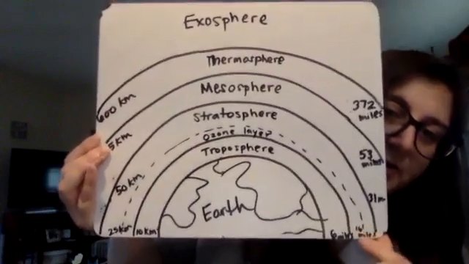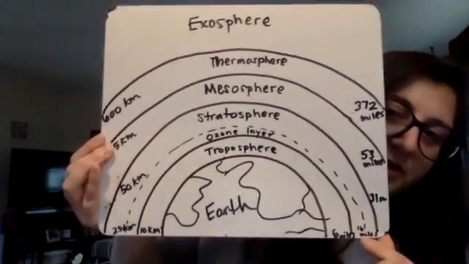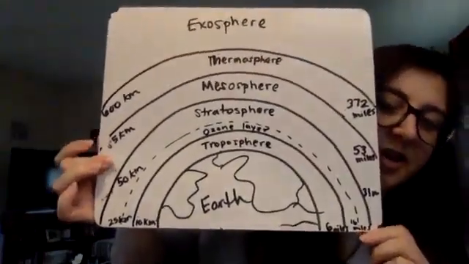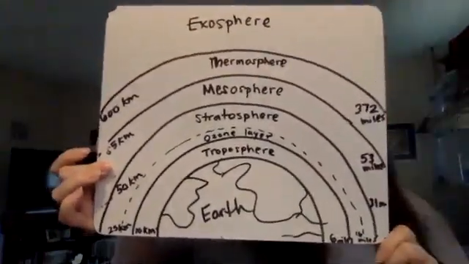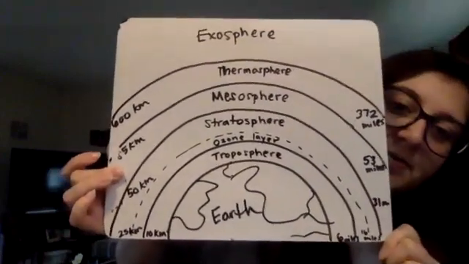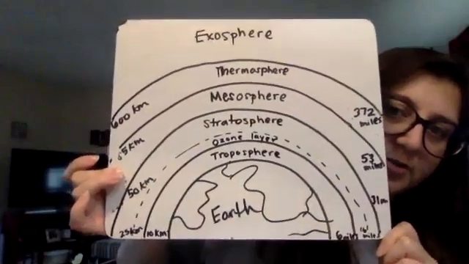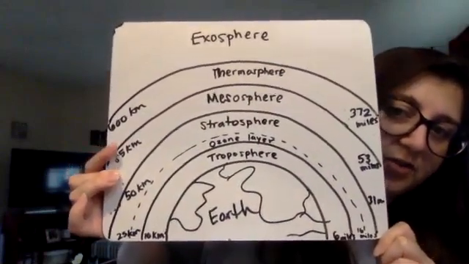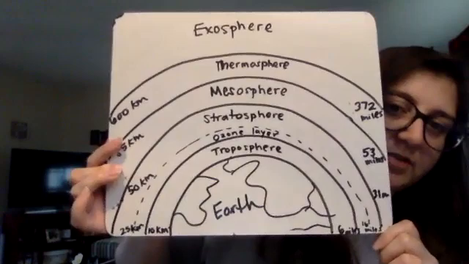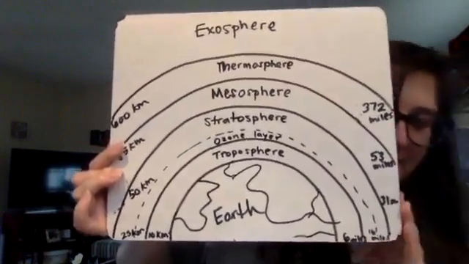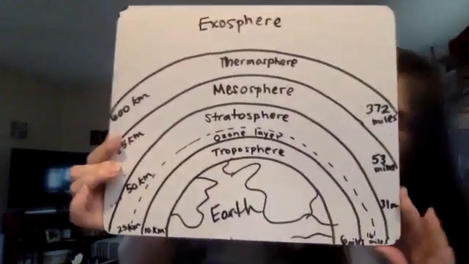Now, real quick, I want to go over the ozone layer. The ozone layer is what keeps the UV rays out, basically. Okay, so the ozone layer is really important to us because lots of things couldn't survive if all of the sun is beating down on us too much. The ozone layer is a layer that protects us from the sun's rays.